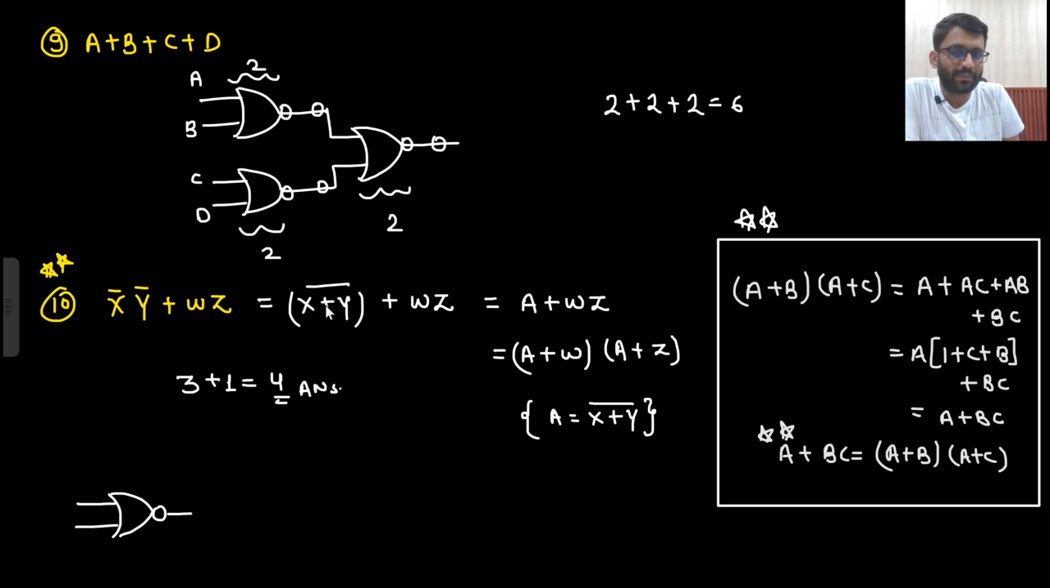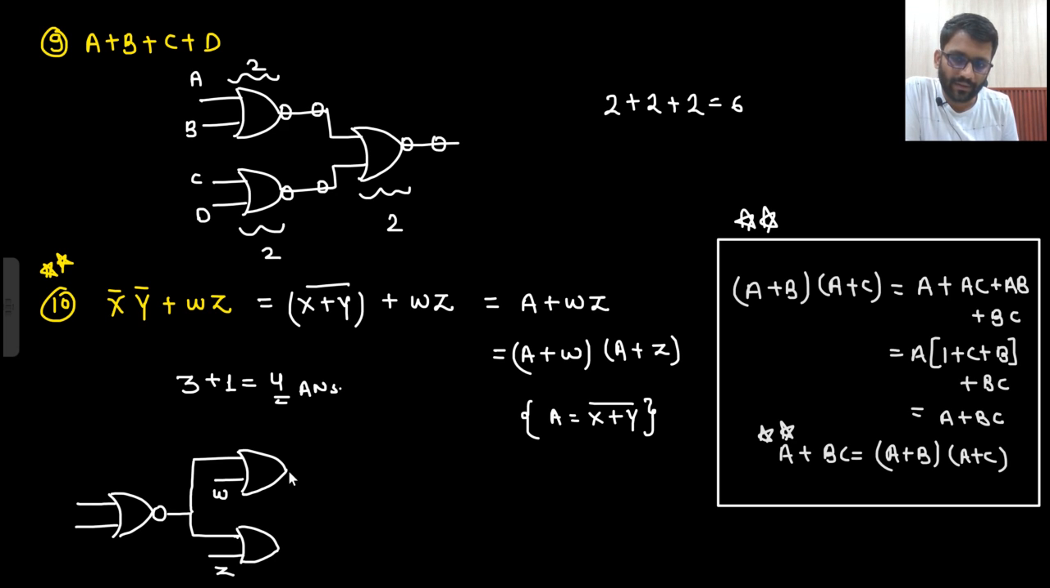Now from X plus Y bar, I have assumed it to be A. So A plus W into A plus Z. How can I implement this? Very easily I can implement A plus W with one NOR gate, and A plus Z with another NOR gate, and then an AND of these two.